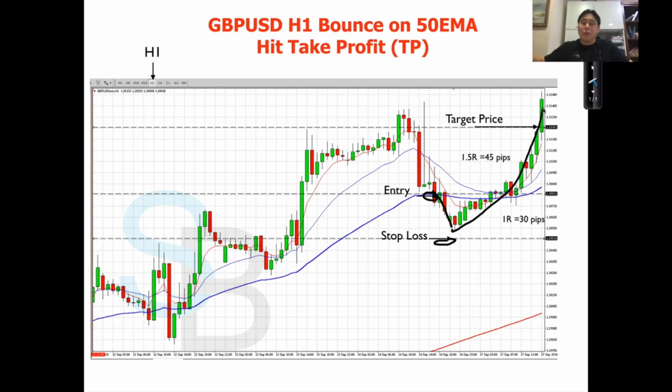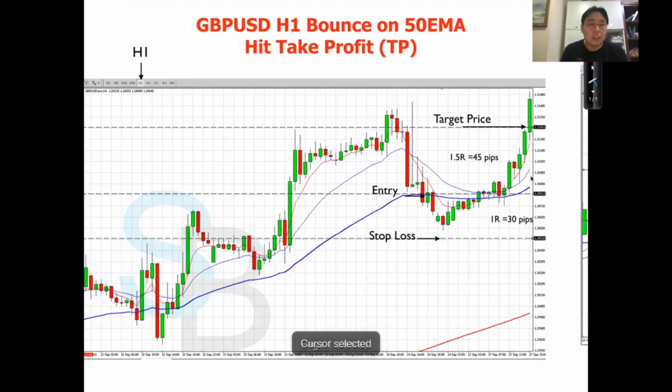All right, I was out. So again, you never know until it's over, right? And notice that if I had used a 20 pip stop loss, I would have gotten stopped out. So that's the advantage of sometimes putting a stop loss a bit further away, to give you a bit more room to move and hit your profit target. But again, you never know, all right? So this was a TP trade.